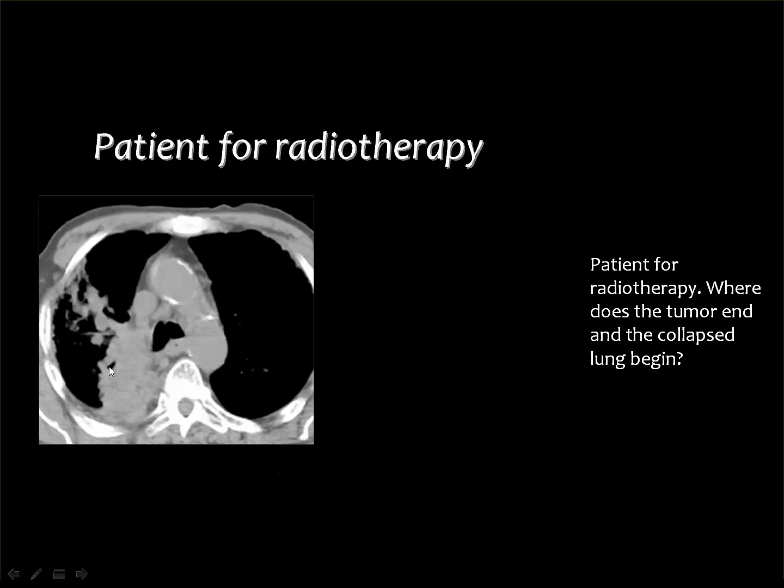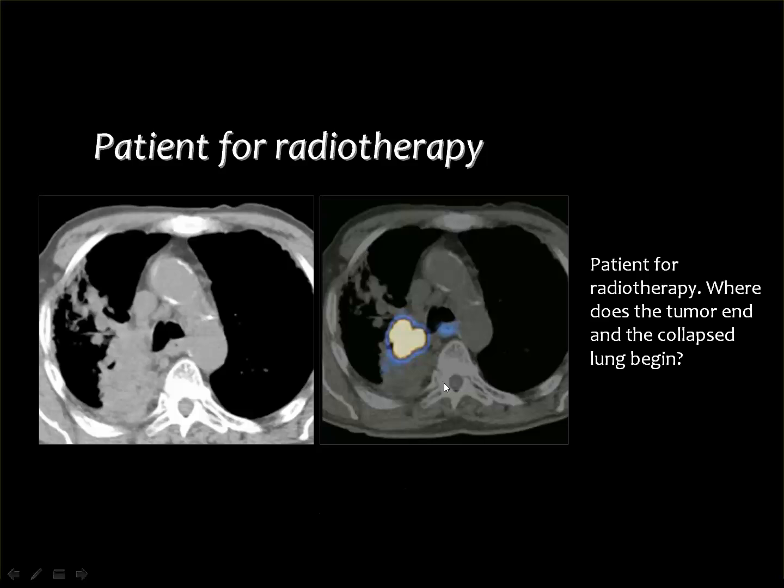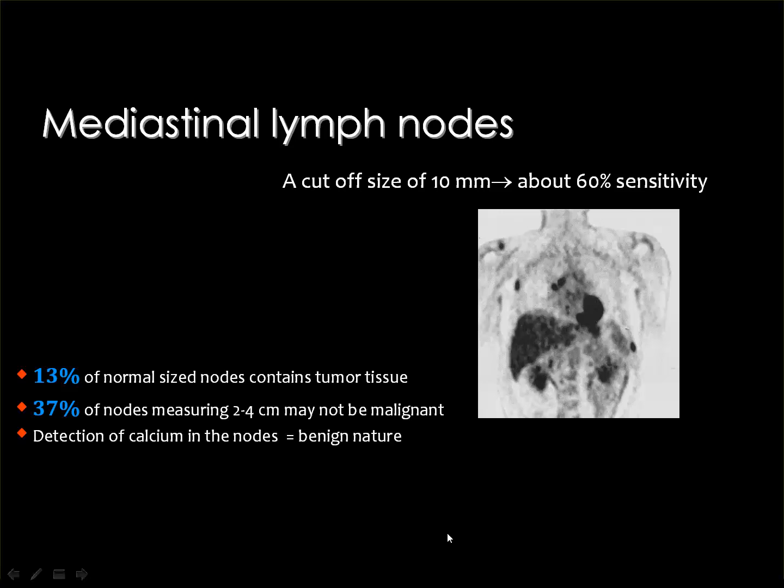And this is another example of a bronchogenic carcinoma attenuating in the right main bronchus, and PET-CT showed that this is the tumor mass and this is the related consolidation. Of course, the detection of lymph nodes in the mediastinum in patients with bronchogenic carcinoma will affect the prognosis of the tumor markedly. And you should know that about 13%, according to the literature, of normal-sized nodes may contain tumor tissue, while about 37% of nodes measuring from 2 to 4 centimeters may not be malignant.